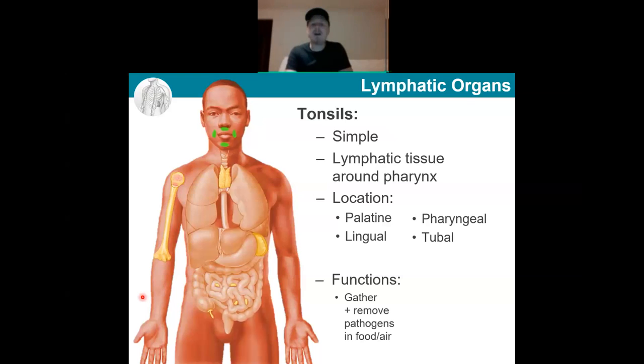But really the function of the tonsils is to do the lymphatic system functions, immune system functions. We're filtering: are there pathogens, are there invaders that are trying to get into our body. Usually in this case, since we're around the oral and nasal cavity, we're checking if food or air contain something that shouldn't get past. So that's our tonsils.